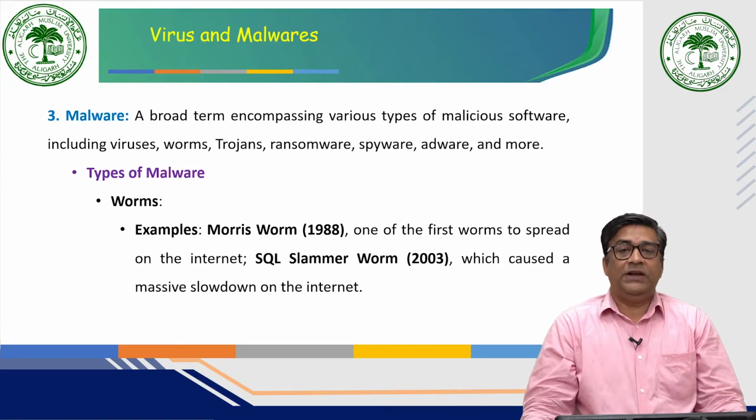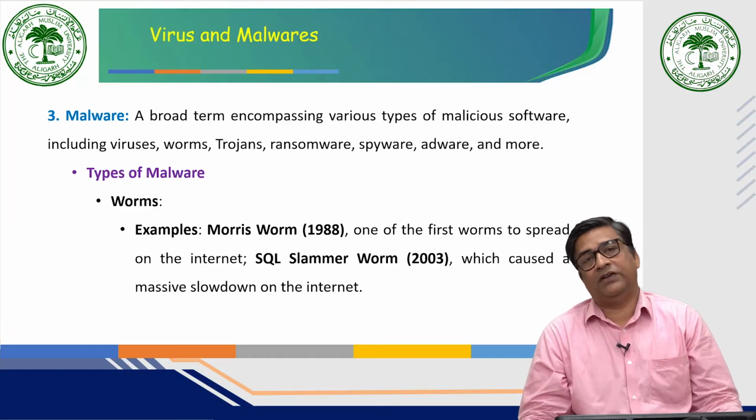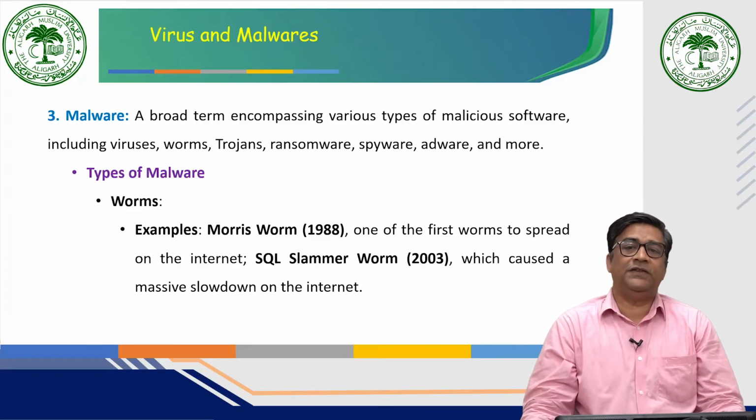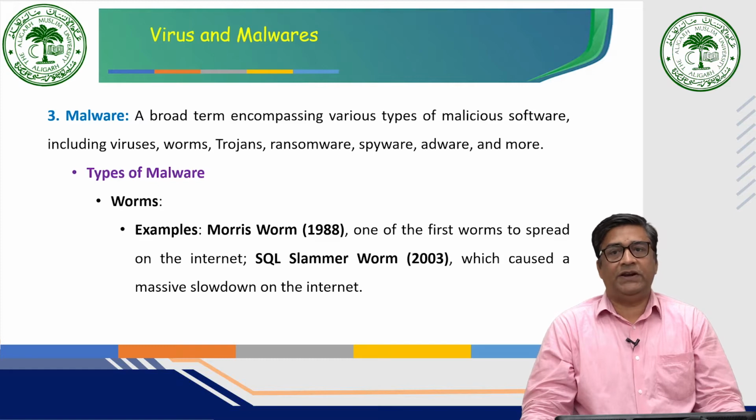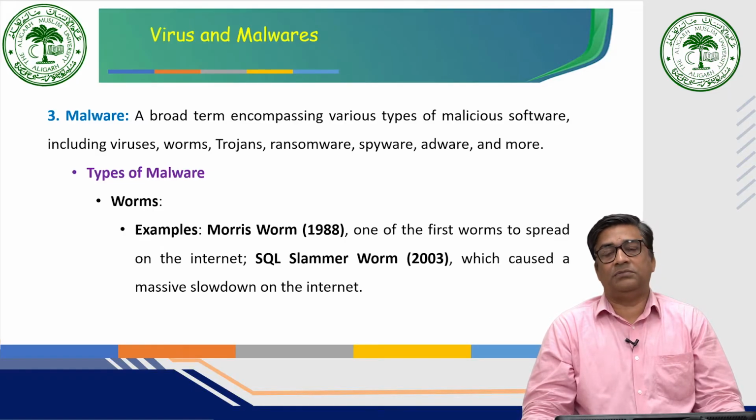Malware, as we have discussed earlier, is a broad term that encompasses various types of malicious software including viruses, worms, Trojans, ransomware, spyware, adware, etc. Worms are standalone malware that replicate themselves to spread to other computers over the network. Unlike viruses, worms do not need to attach themselves to an existing program. Some of the characteristics: worms exploit vulnerabilities in the operating system and applications to propagate. They can spread rapidly and cause network congestion.